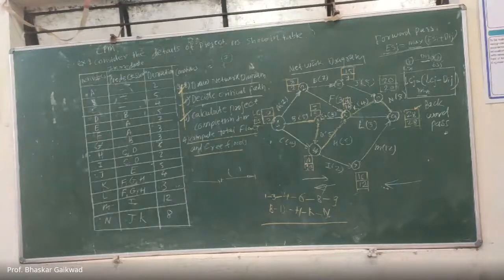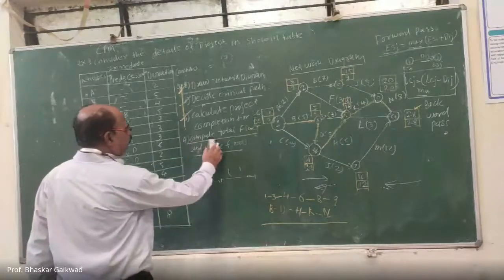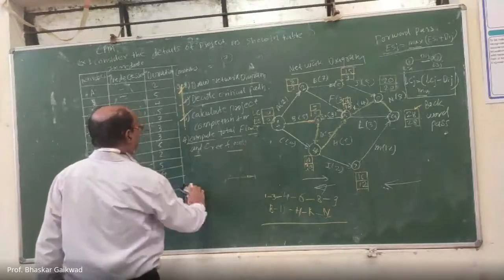So up to here it is clear? Hello? Up to here it is clear? Now we'll go for the fourth point, total float and free float.